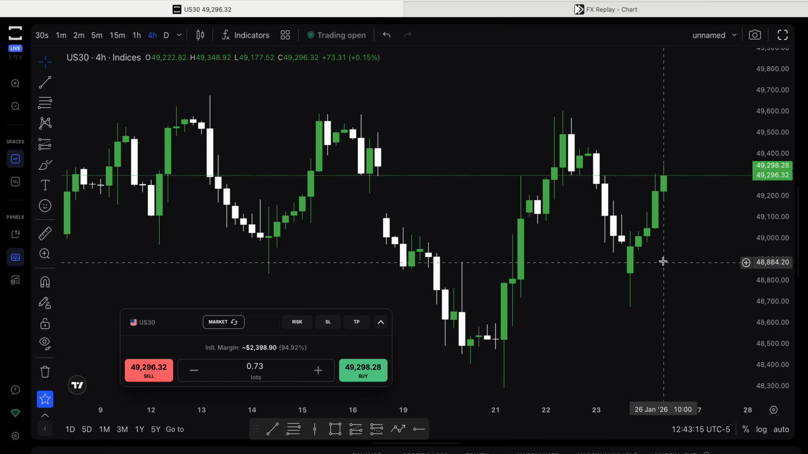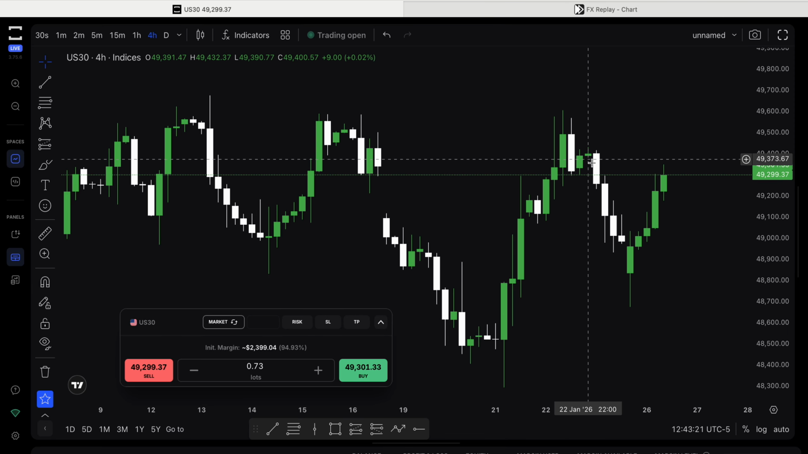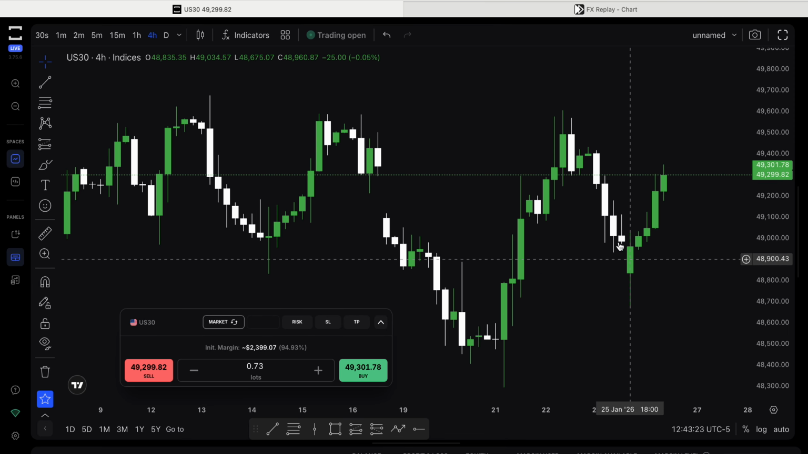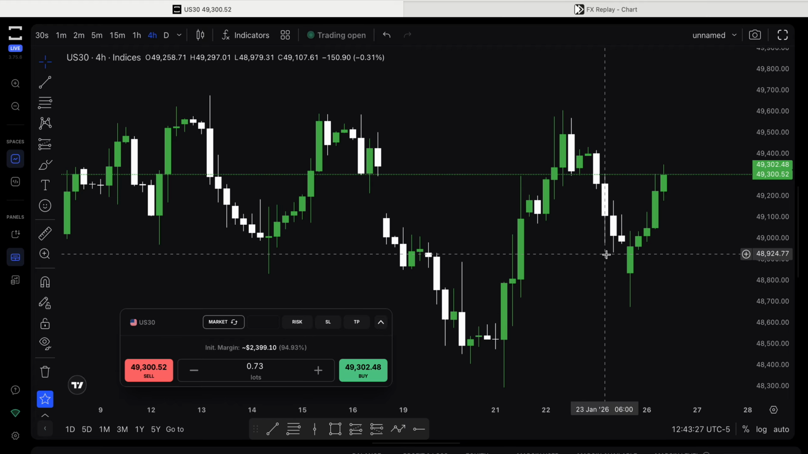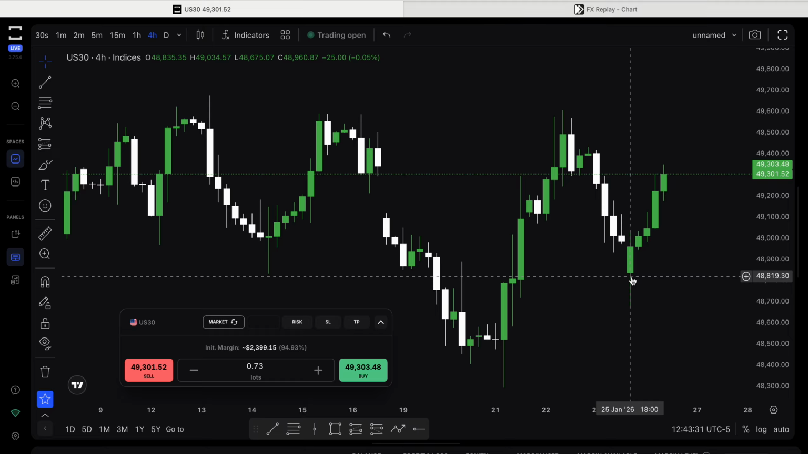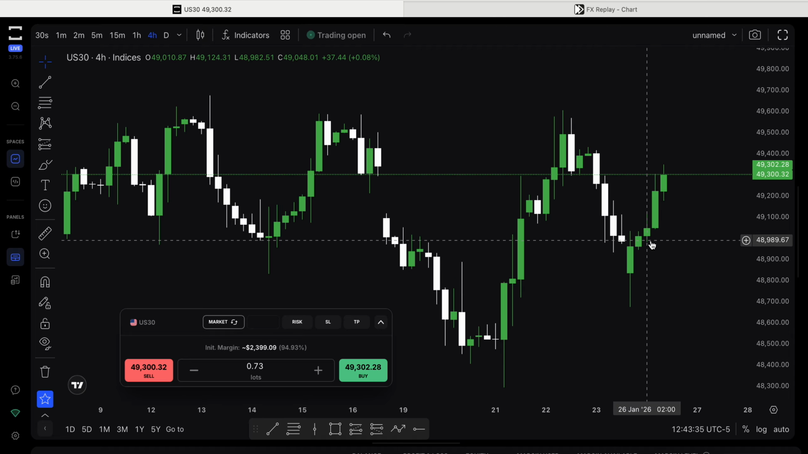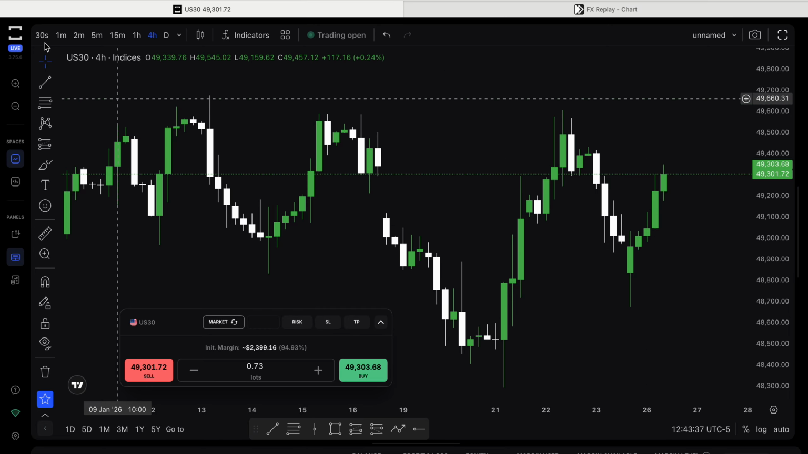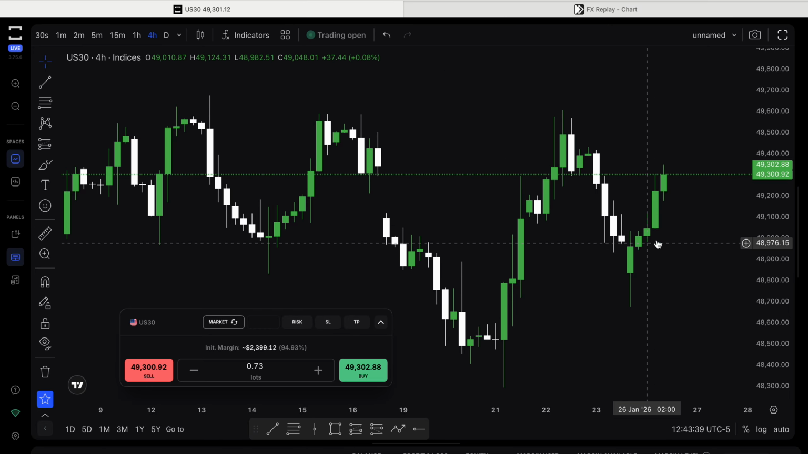So I go to the 4-hour chart. This is where I get my direction. I want to see the flow of the 4-hour chart. Where is price going? Obviously, we have a swing low that was created right here before the new day started.